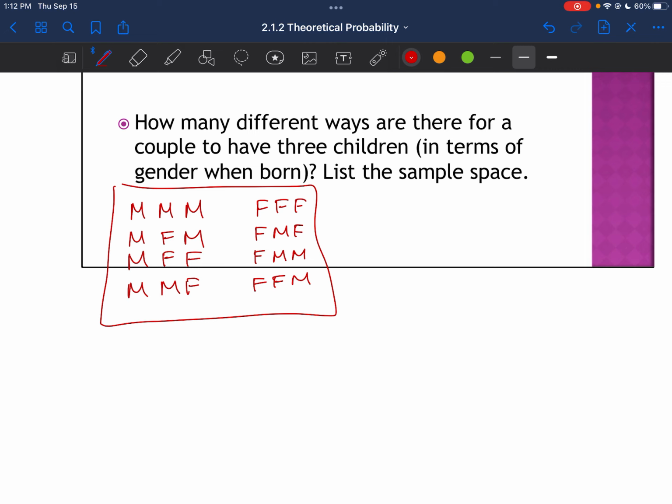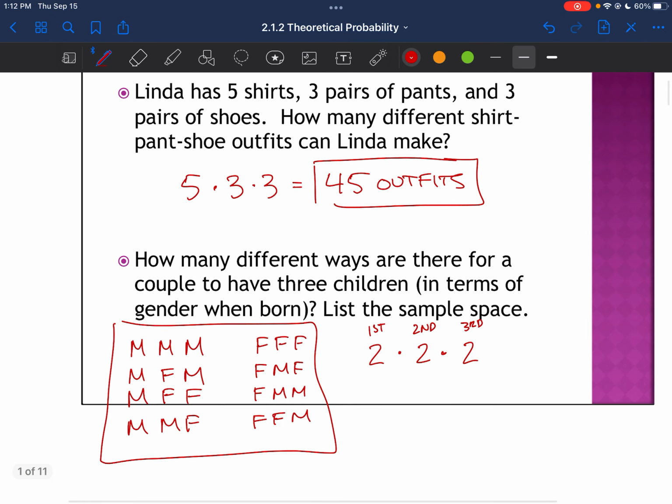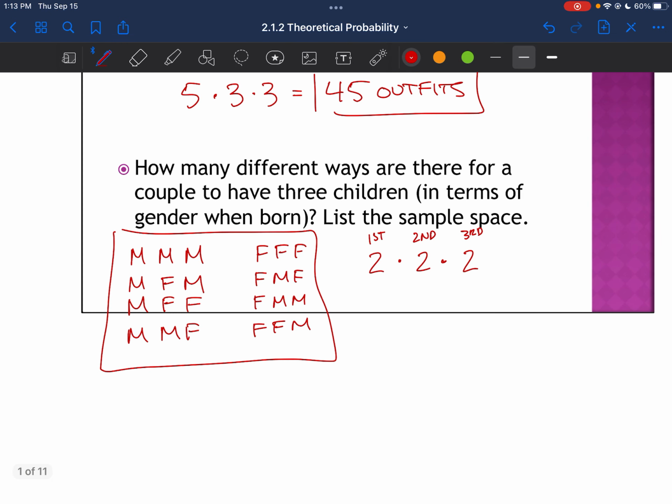And there is. So if we think about assuming that there's only 2 genders that will be assigned at birth, male and female, when the first child is born, there are 2 options for that child. They are either assigned male or female. And then for the second child, they are either assigned male or female. And for the third child, they are either assigned male or female. And so if I multiply these together, sort of like the outfit in the Linda example here, the shirt, pants, and shoes, what we end up with is 2 times 2 times 2, which gives me 8 possibilities.